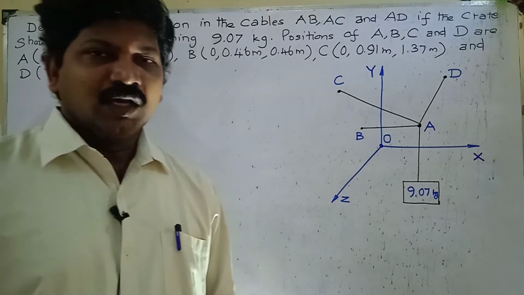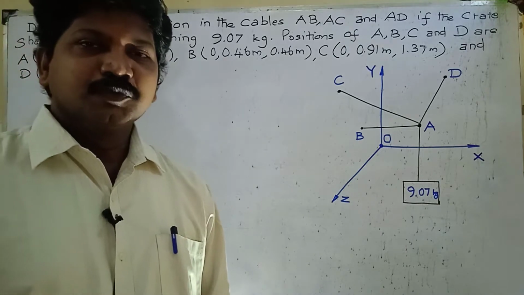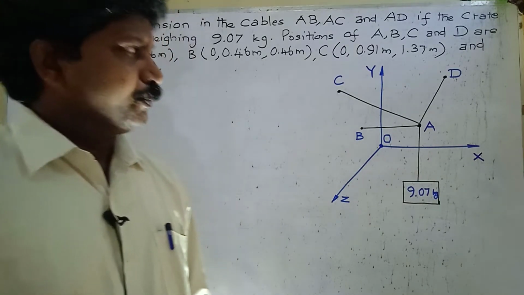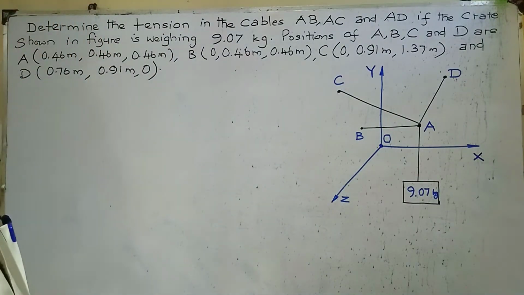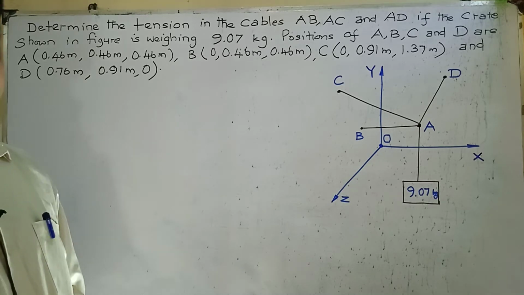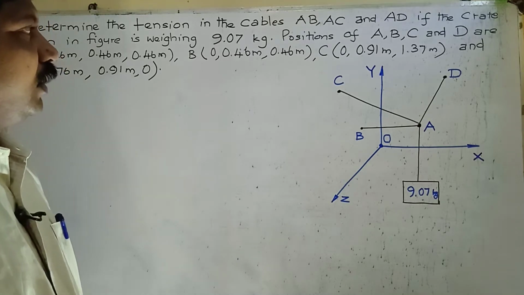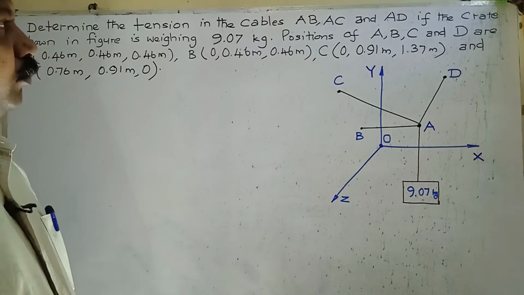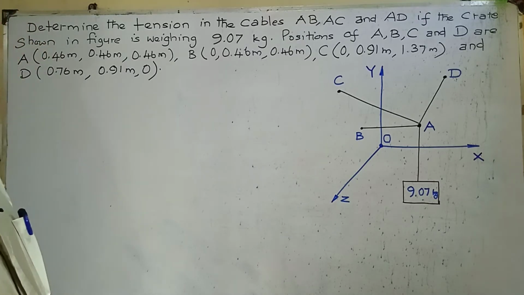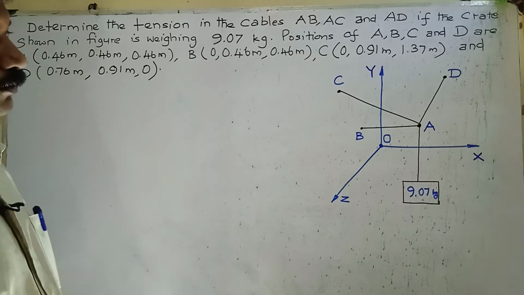Now we are going to solve one more problem in force in space, equilibrium of particle. Determine the tension in the cable AB, AC, AD if the crate shown in figure is weighing 9.07 kg. Positions of A, B, C, D are given.